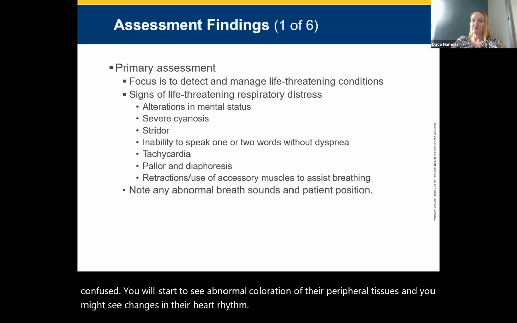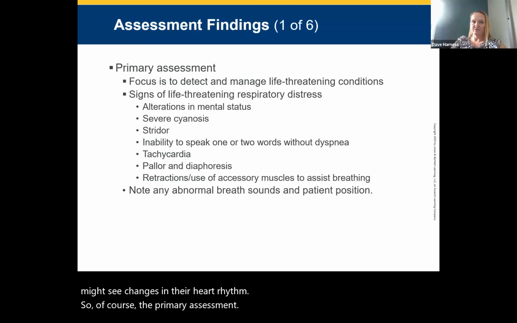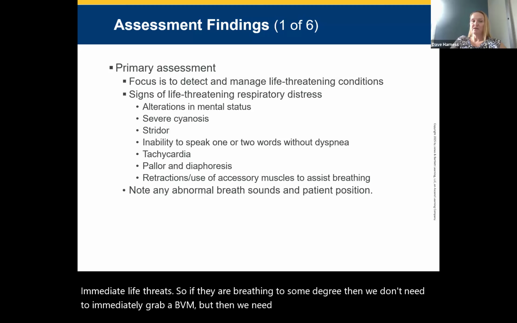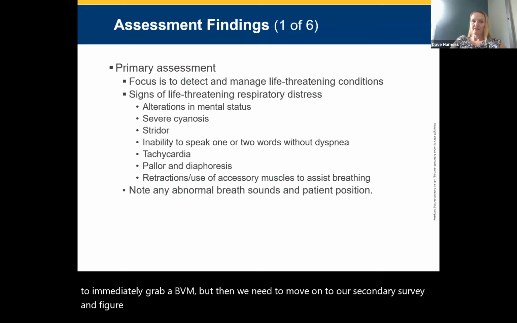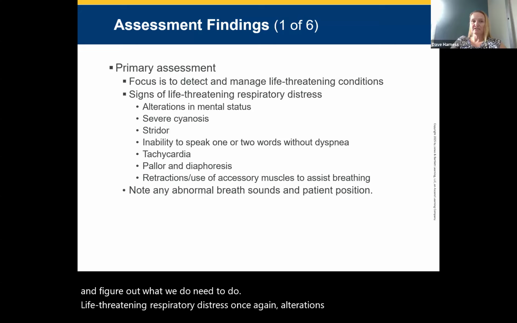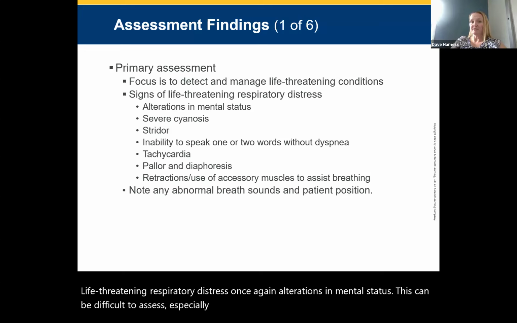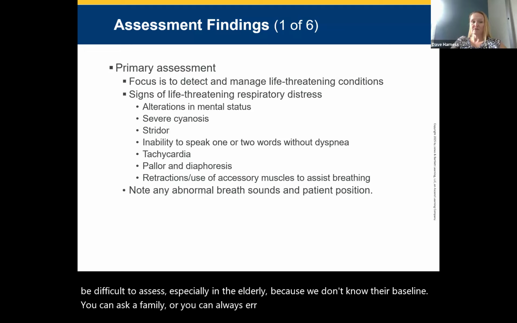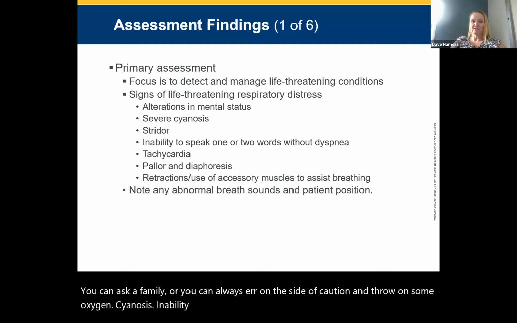So, of course, primary assessment, immediate life threats. If they are breathing to some degree, then we don't need to immediately grab a BVM, but then we need to move on to our secondary survey and figure out what we do need to do. Life-threatening respiratory distress. Once again, alterations in mental status. This can be difficult to assess, especially in the elderly, because we don't know their baseline. You can ask a family member, or you can always err on the side of caution and throw on some oxygen. Cyanosis, inability to speak one or two words in a row without gasping, taking a breath.